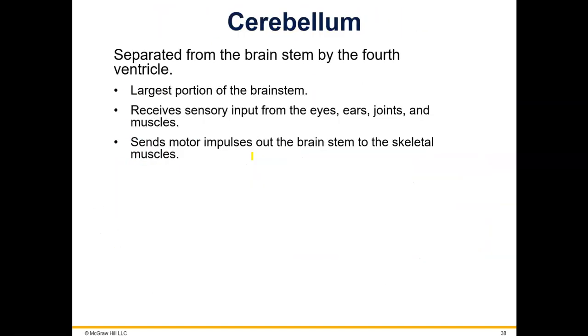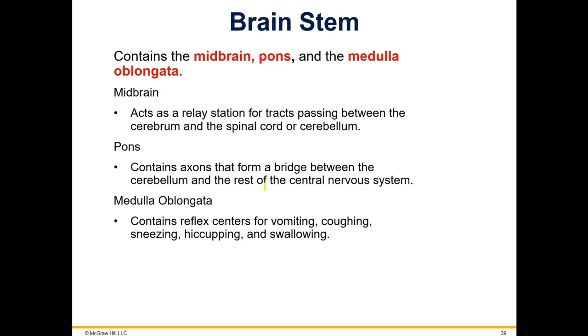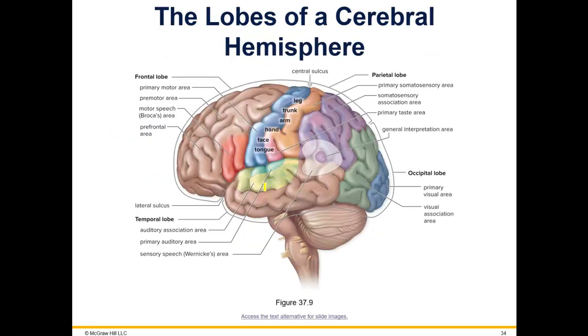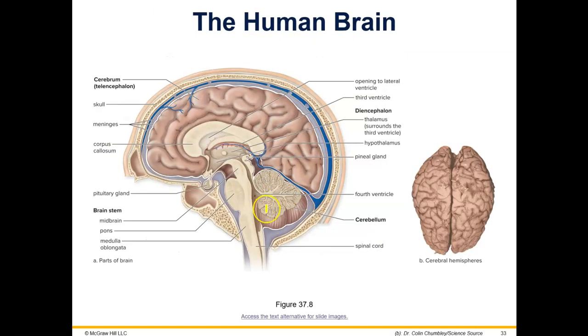And then the cerebellum, not the cerebrum, but the cerebellum is in the area of the back of the head, and it's involved in coordination. So it receives sensory input from the eyes, ears, joints, and muscles, and then sends motor impulses out to the skeletal muscles. So it's involved in balance and coordination. And the cerebellum is this structure right here. It's this whole entire structure here.